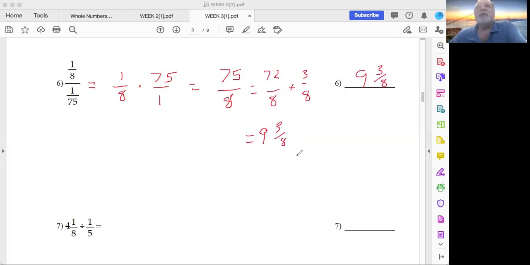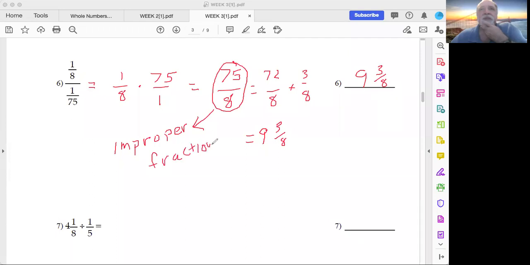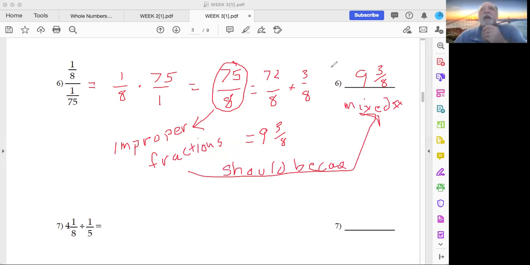Okay. Mixed number. If I left it as an improper fraction, that answer isn't incorrect, but it's not the form in which you would normally express it. This is an improper fraction. It should always be expressed as, instead, should become mixed numbers. Okay. All right, clear this off.